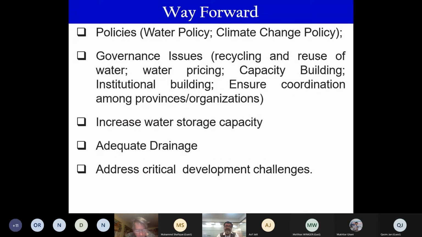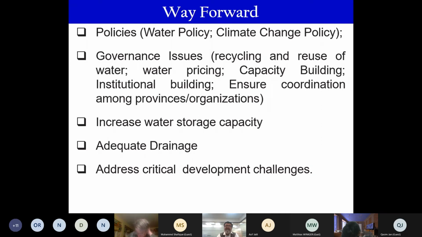Similarly, other issues of governance are the recycling and reuse of water. Let me tell you that in developed countries, when they give the water from the river to the urban cities, they ask them to treat the water and then discharge it again into the river. They have policies and ask the cities that when you take this much quantity, a certain percentage of that you must treat and return back. So we really need such policies for recycling and reuse of water.